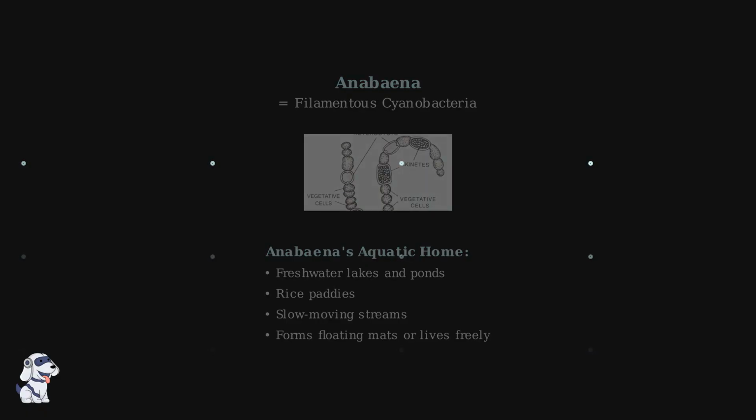So remember, Anabaena is a photosynthetic bacterium that forms chains of cells and lives in water. It's like nature's tiny green factory, working quietly in aquatic environments around the world. Anabaena has a fascinating structure that sets it apart from single-celled organisms. Instead of existing as individual cells, Anabaena forms long chains called filaments. Think of it like a string of beads, where each bead represents an individual cell. These cells connect end to end to form long, chain-like structures.